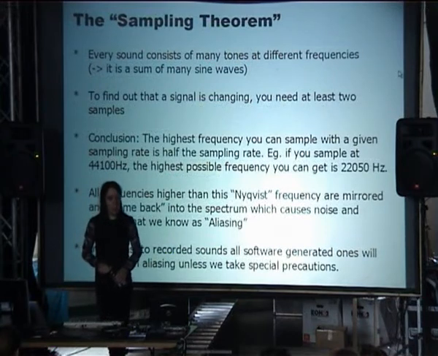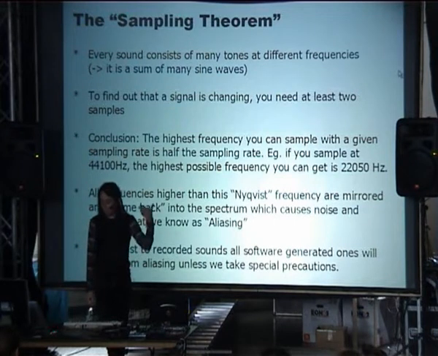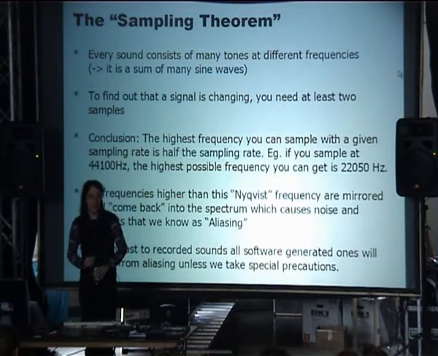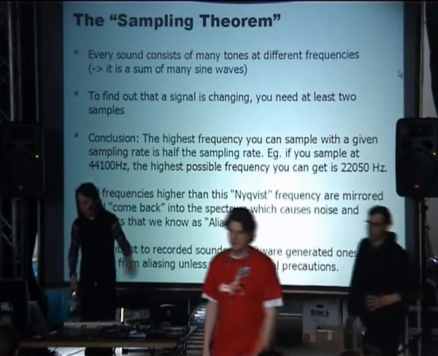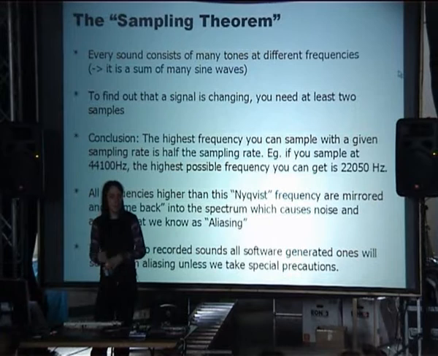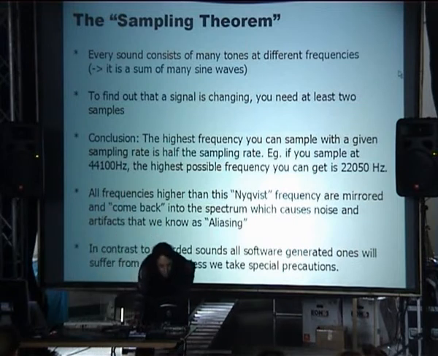So, let's get into the gritty mathematics now. If we sample things, we take measurements. A guy called Fourier found out, a few hundred years ago, that every sound consists of many tones at different frequencies. If you have a wave, this wave is made up of single frequencies, which are represented by sine tones. A sine tone sounds about like this.